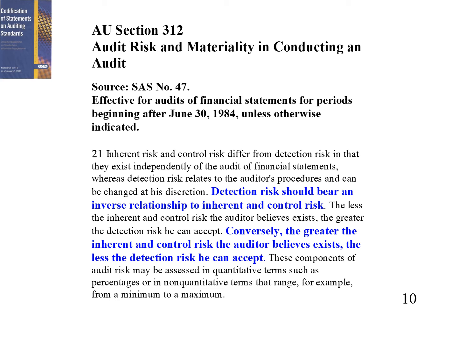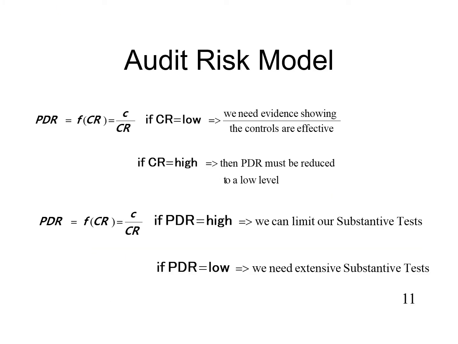Detection risk and control risk have an inverse relationship. If control risk is low, detection risk can be high. If the control risk is high, detection risk must be low. Okay. If control risk is low, we need evidence to prove that the controls are effective. If control risk is high, that means controls are not effective, then planned detection risk must be reduced to a low level.